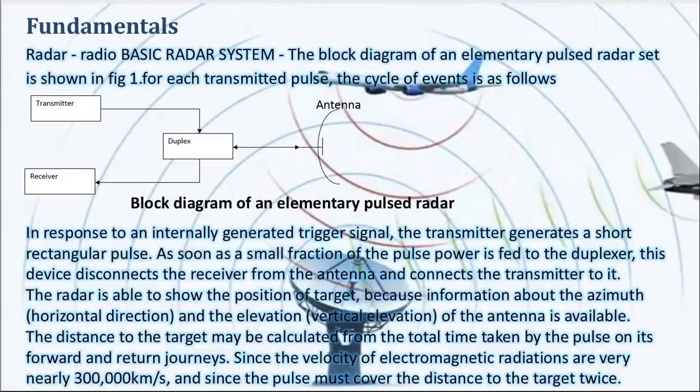So, what is the fundamental of radars? Here I have shown you basic block diagram of a radar. First, transmitter, receiver, duplexer and the antenna. In response to an internally generated trigger signal, the transmitter generates a short rectangular pulse. As soon as a small fraction of the pulse power is fed to the duplexer, this device disconnects the receiver from the antenna and connects the transmitter to it.